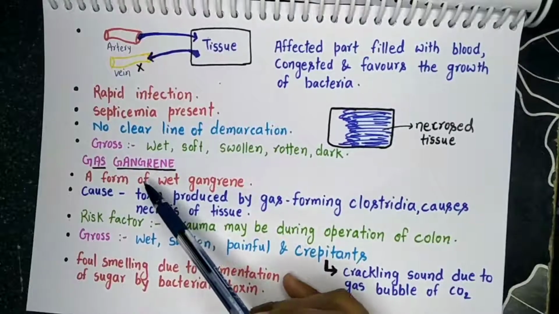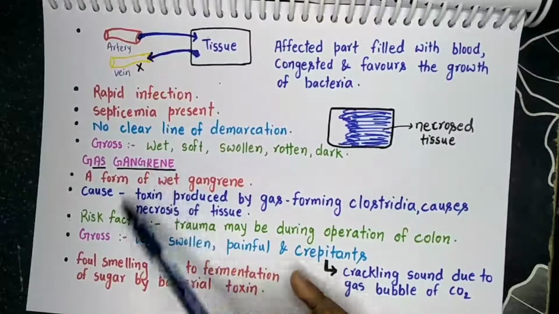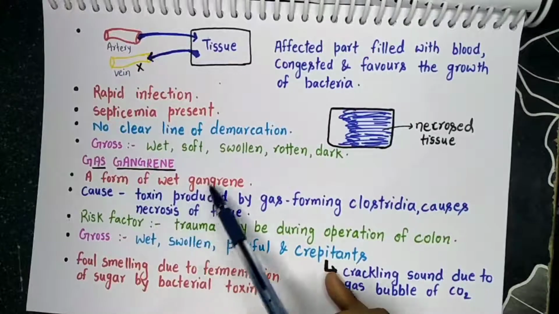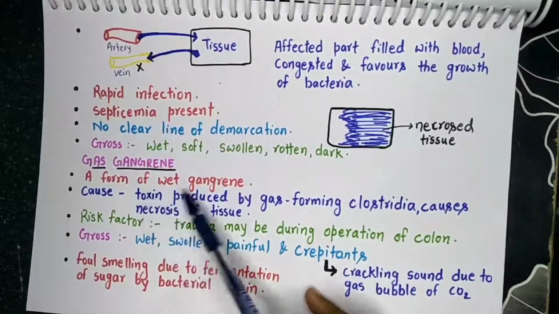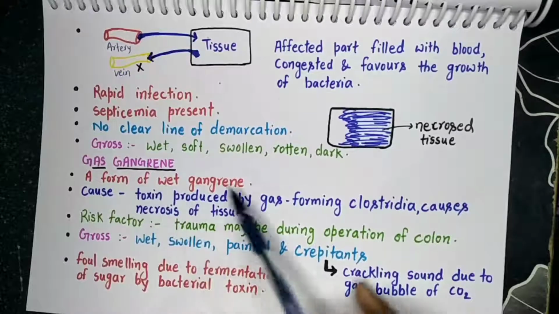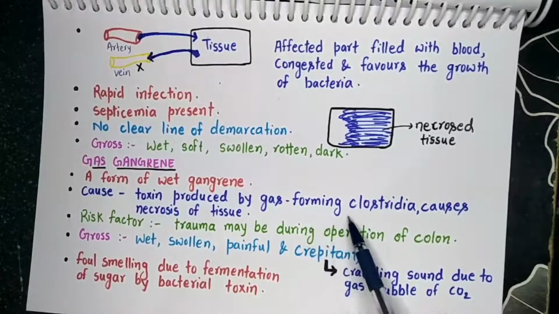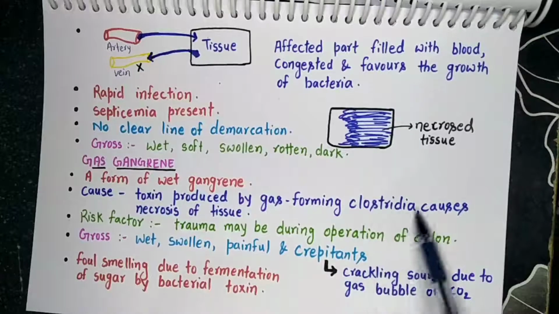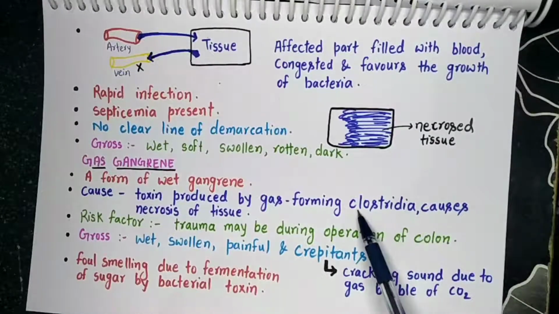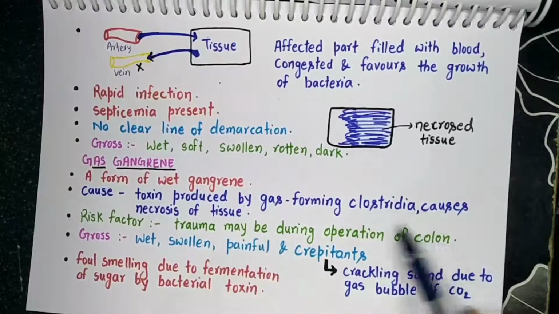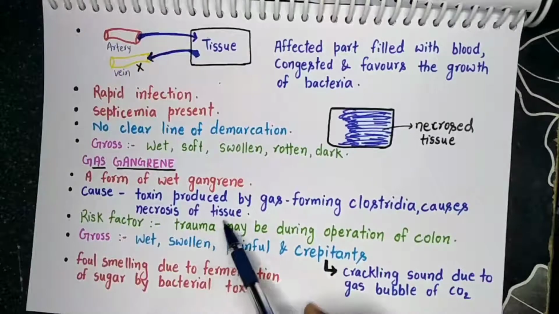Now next gangrene is gas gangrene. Gas gangrene is actually a variant of wet gangrene only, and gas gangrene is mostly caused due to toxin that is produced by gas forming Clostridium bacteria. Clostridia is a type of gram positive anaerobic bacteria that produces toxins, and it causes necrosis of the tissue.